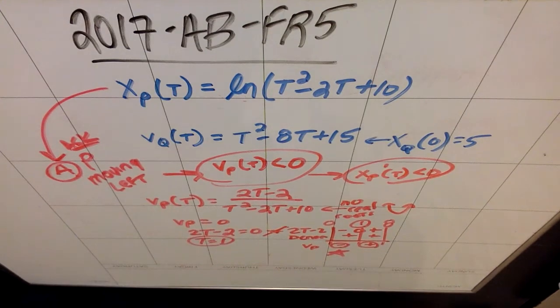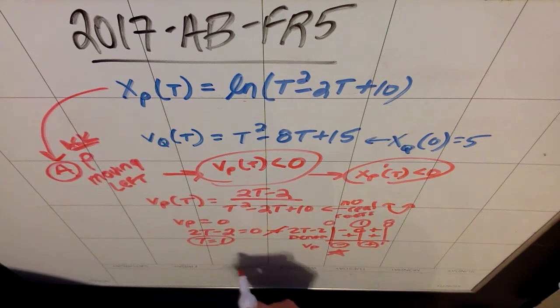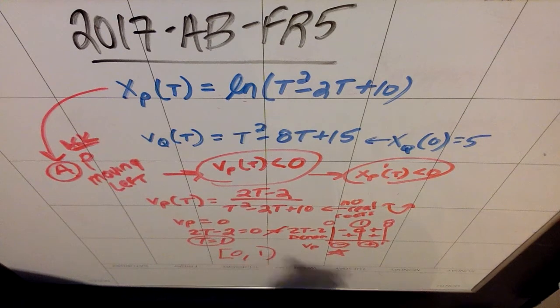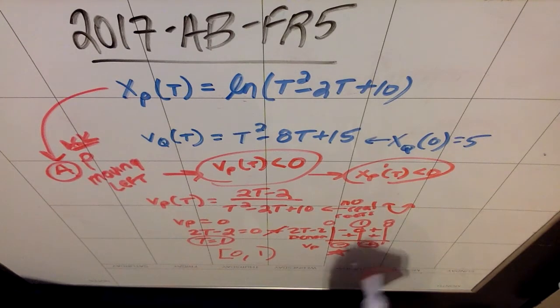So the interval when this thing is moving left is going to include 0. It's moving left at the beginning of the problem until 1, but it's not going to include 1 because it's not actually moving left at 1. At 1, it's not moving at all. It's at rest. Cool. That's part A.